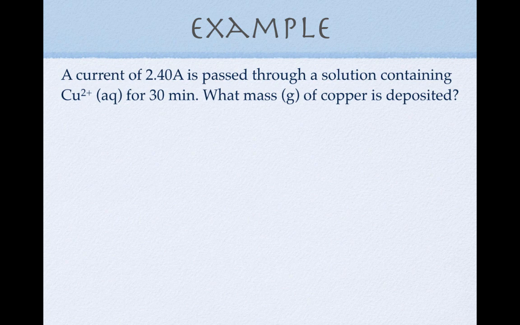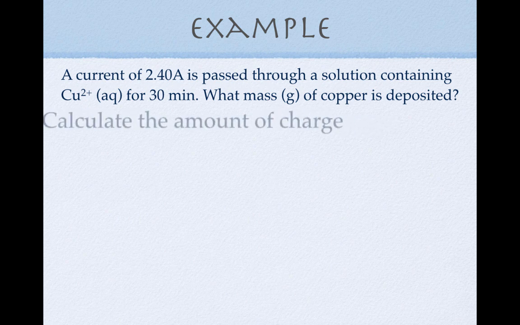So let's take a look at an example here. We've got a current of 2.40 amps. We're passing that through a copper solution. It's got copper 2+, and that 2+ is important because that tells us the electrons. And we're going to pass that through for 30 minutes. What we want to know is what mass of copper is deposited, and we want that mass in grams.